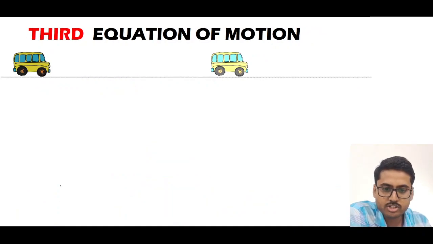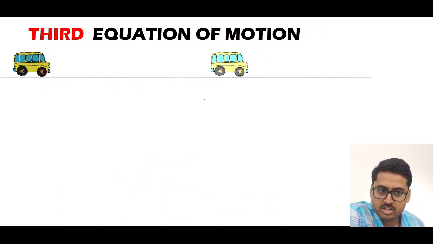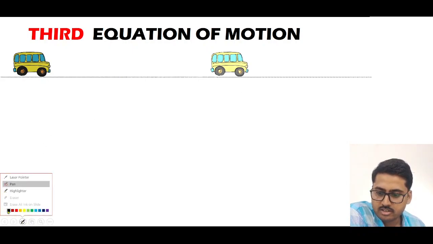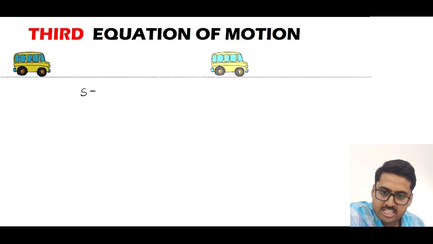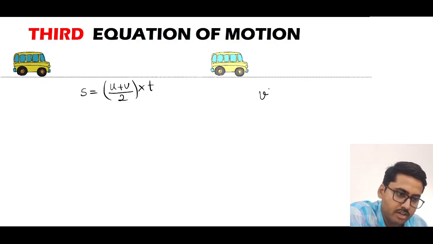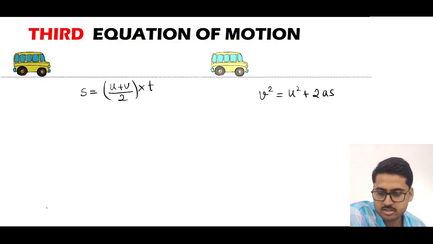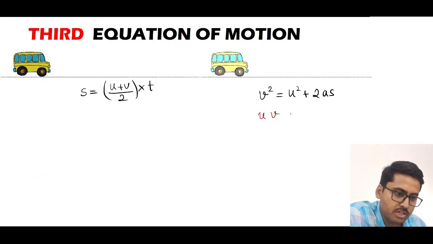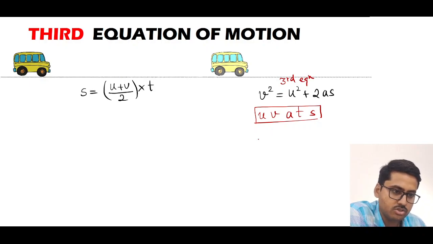So I'll rewrite the equation. To derive the third equation of motion, as you know, the mother equation is displacement s equals (u plus v) by 2 into t. Now this is your equation, and what exactly do we need to derive? We are deriving v square equals u square plus 2as, right? So in this equation, if you tell me from u, v, a, t and s, which parameter is not present in the third equation? This is the third equation. So which parameter is not present?